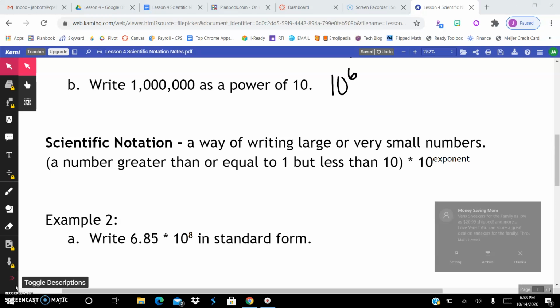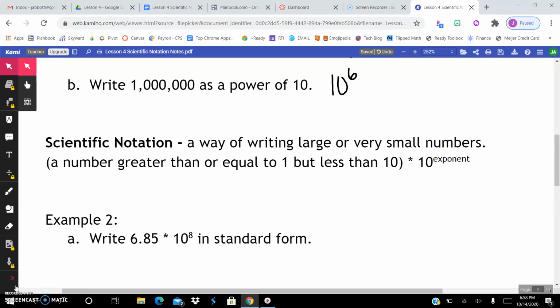So important part here, you need to make sure that the number in the front that you're multiplying by is greater than or equal to 1, but less than 10. That's the rule for scientific notation. If that's not true about that number, then that number is not written in scientific notation. And then we're going to take that number and multiply it by 10 to an exponent. And that's what scientific notation would look like.